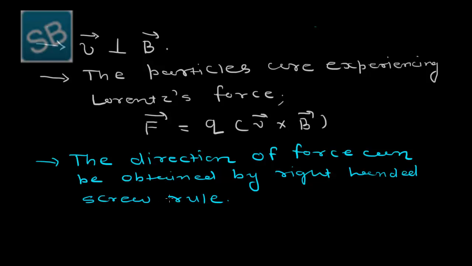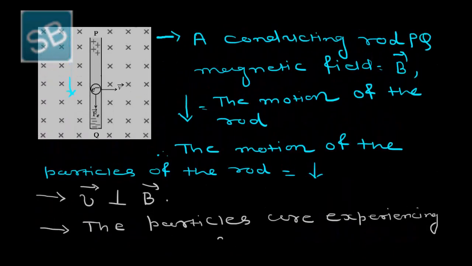Here the positive ions will experience the force from point Q to point P. Let me give you the figure again. So the direction of force is along this side. Here I am writing F, and this is the direction of motion, so I am writing v. The positive ions remain fixed at their lattice points, which are nothing but fixed points.